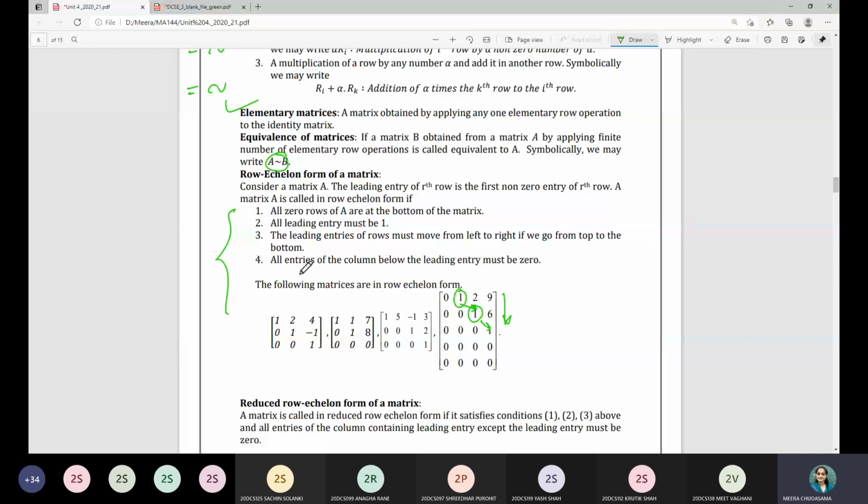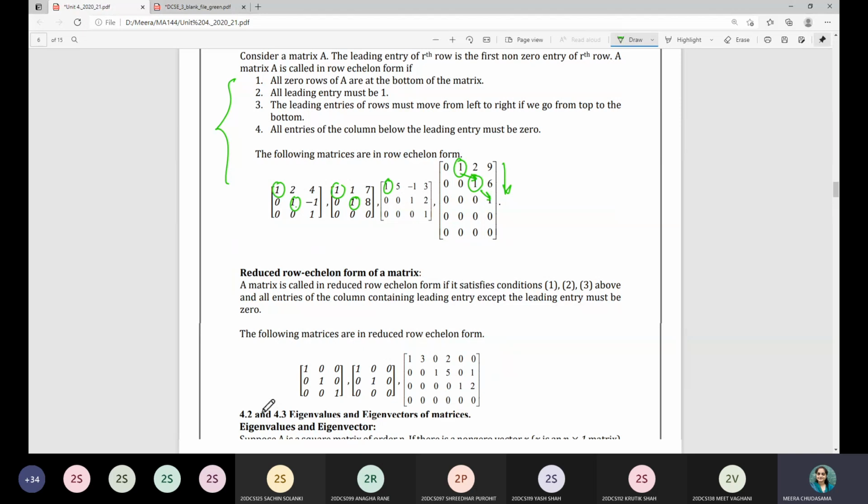Then the next one is that all entries of the column below the leading one have to be 0. Means wherever you have found a leading one, all the entries in the column below it have to be 0. You can see in this example all these conditions are satisfied. And in addition to these 4 conditions, suppose you consider the entries above the leading one also 0, so that form is called reduced row echelon form.